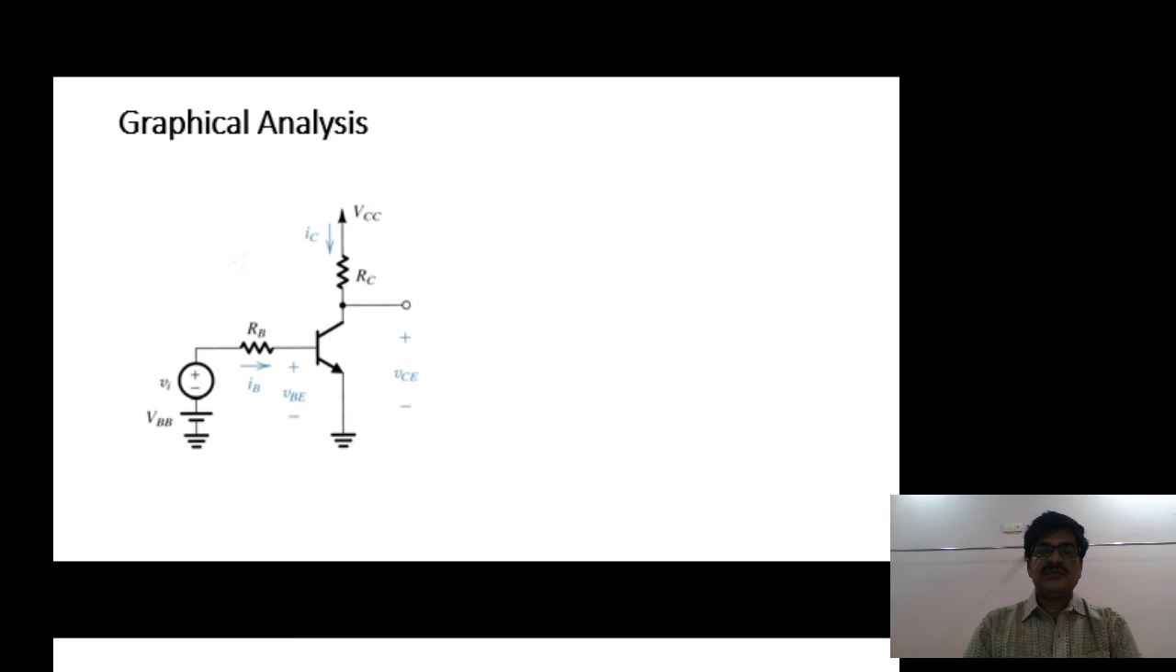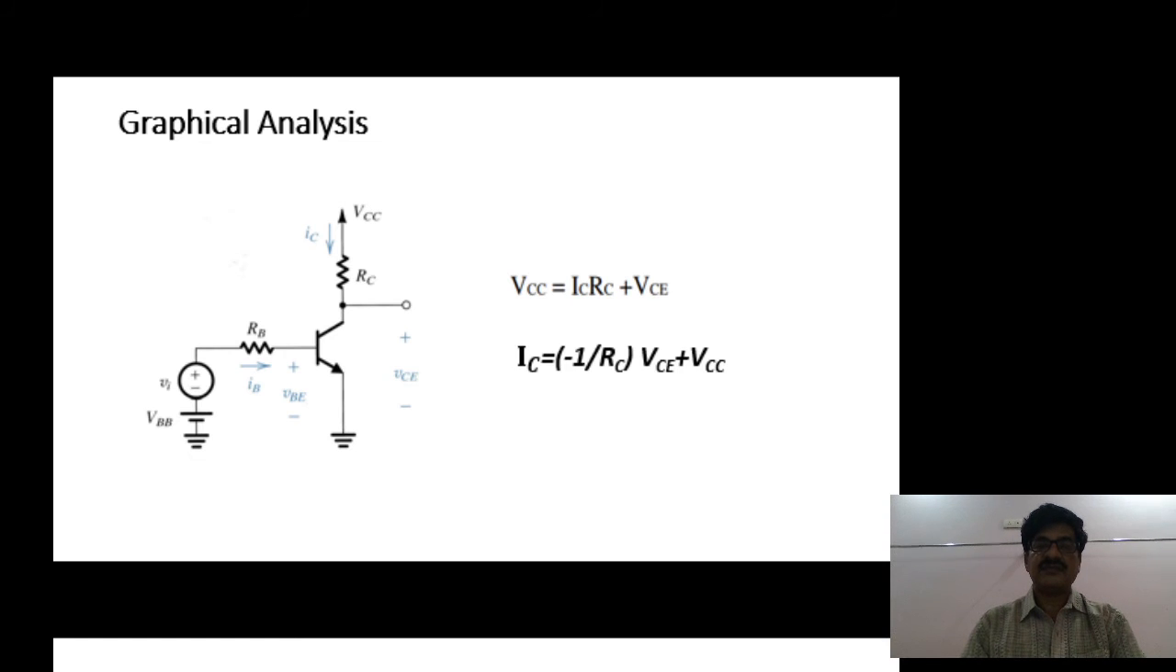First of all, let us see how to draw a load line on the output characteristics. For that, with reference to the output loop, meaning the collector to emitter loop. Collector to emitter is a closed loop. Here, if you write a KVL, what is the KVL equation here? VCC equal to ICRC plus VCE voltage. If I rearrange this equation, that is IC equal to minus 1 by RC into VCE plus VCC.